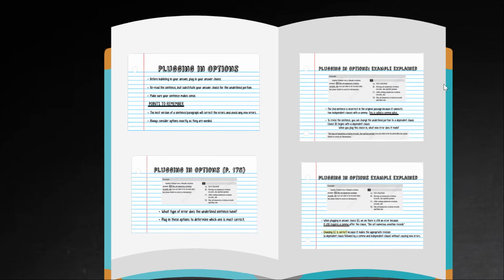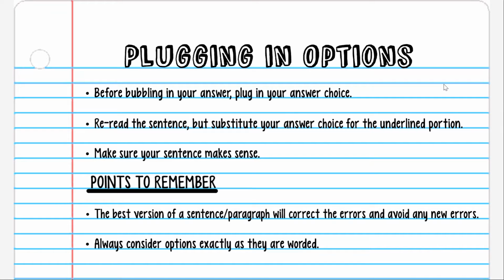Plugging in options. Before bubbling in your answer, plug in your answer choice. Reread the sentence, but substitute your answer choice for the underlined portion. Make sure your sentence makes sense. And here are some points to remember. The best version of a sentence or paragraph will correct the errors and avoid any new errors. Always consider options exactly as they are worded. This is important in the writing section because there is a purpose to the way things are written in the writing section of the SAT. So every word counts.